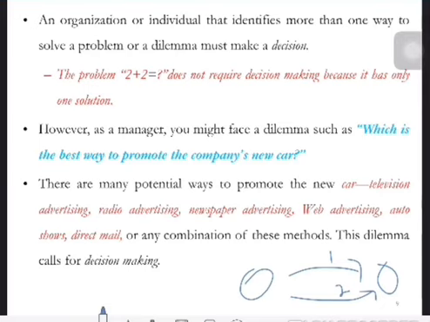So when you say decision making, it's a process of selecting the best alternative from the available options. So the problem 2 plus 2 doesn't require decision making because it has only one solution. 2 plus 2 አራት እንደሆነ ሁላችንም እናውቃለን። So in such case it doesn't require decision making.